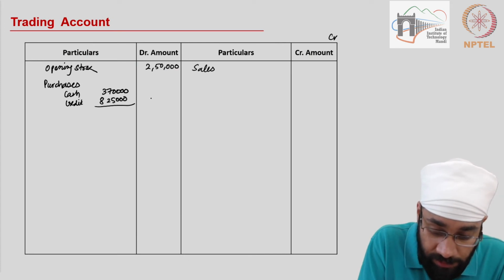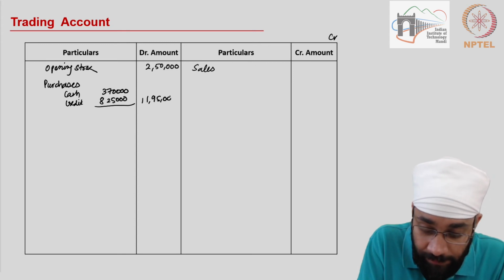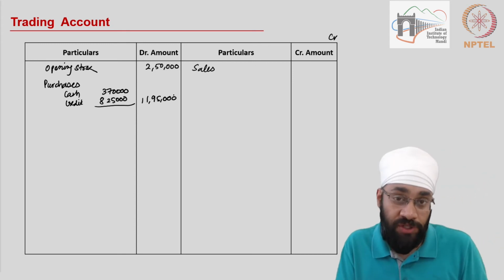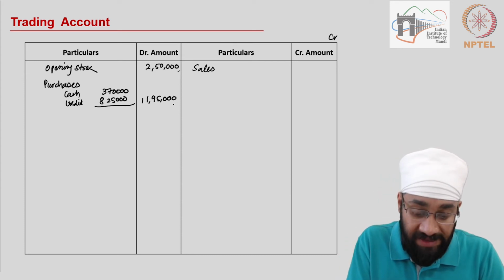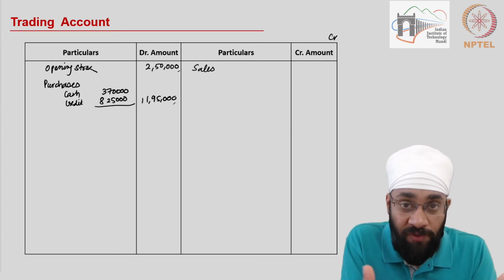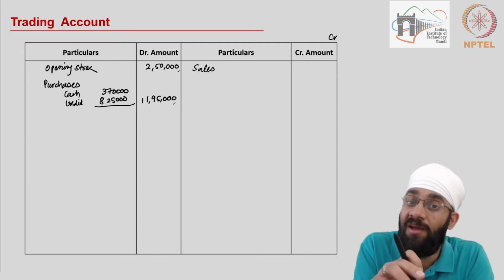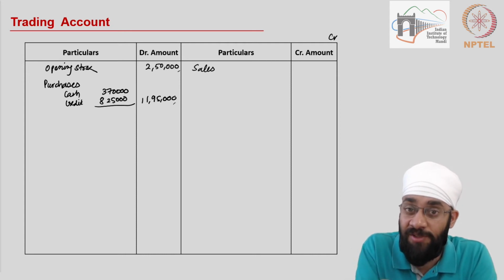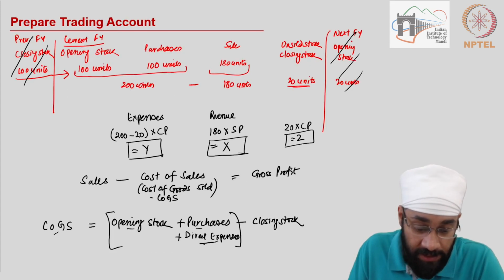8,25,000. This amount comes out to be 11,95,000. That is the total purchases done during the year. Now 2,50,000 plus 11,95,000 is the total cost of goods which are available with you to be sold. You may have sold less. All right. So you will need to make an adjustment for that. And how do we do that?